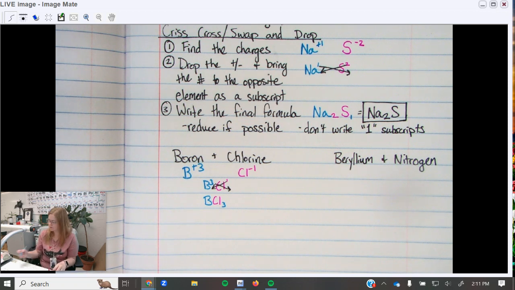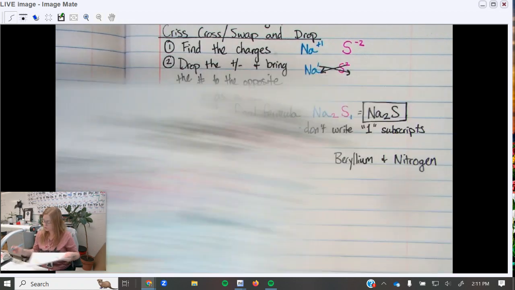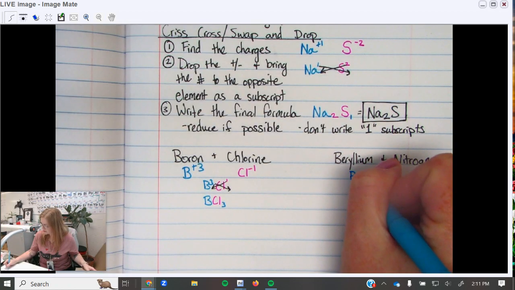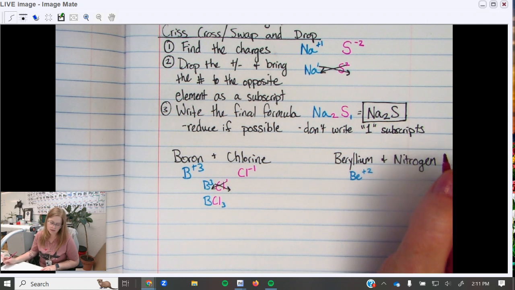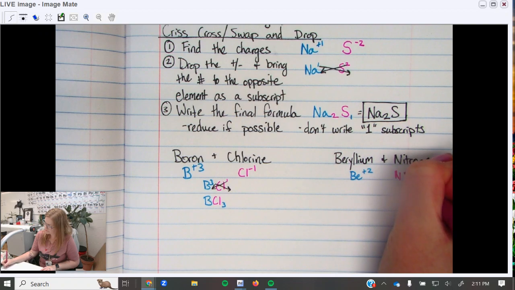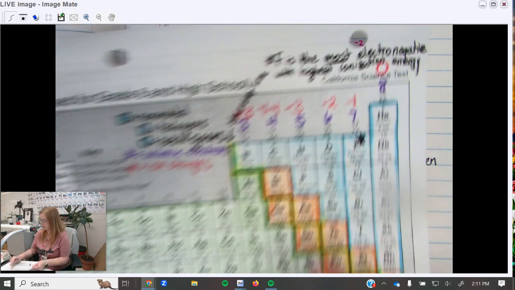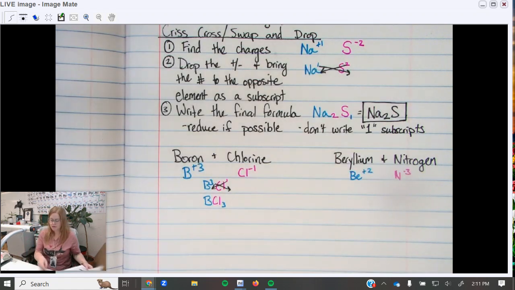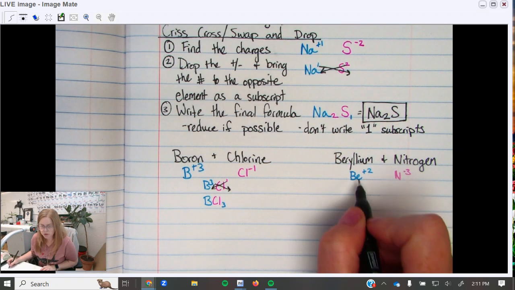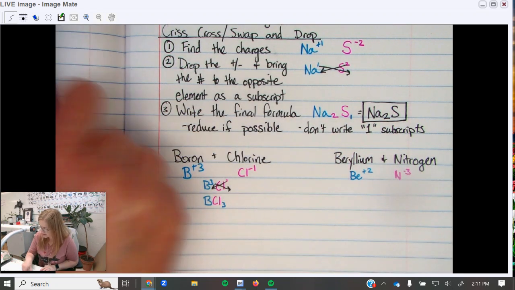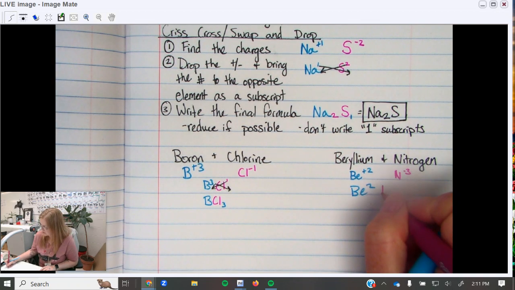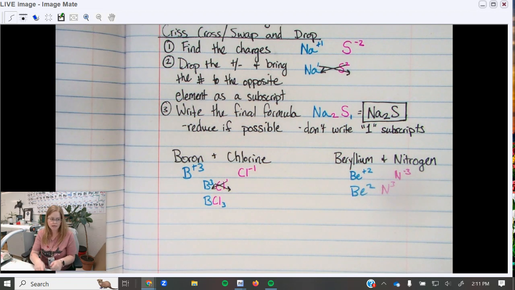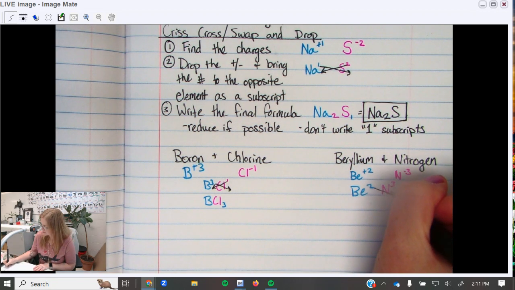And then I have over here beryllium, which is Be. Beryllium is right at the top of column 2. So Be +2, and nitrogen is at the top of column 5A, which is a -3 charge right here, nitrogen. So I'm going to drop those charges, and I should do that first. Be2 and 3, and I'm going to bring them down to the other side.